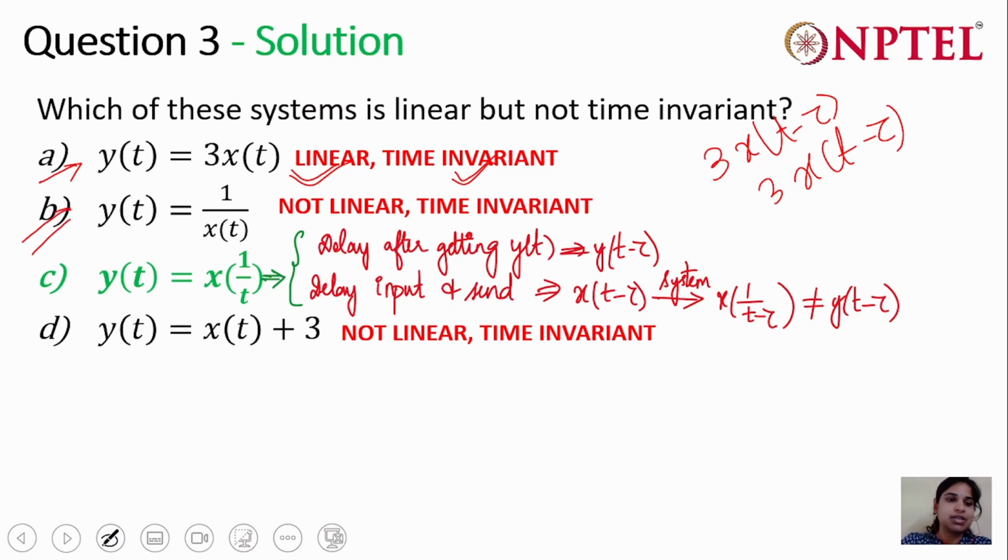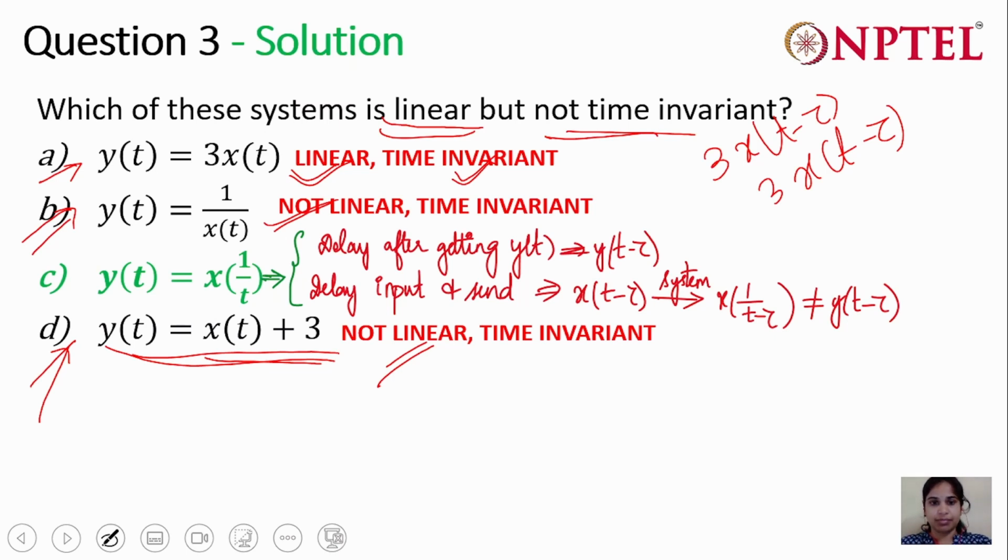For the second case, y of t is 1 by x of t. Basically, you have a non-linear operator, right? So directly the system is a non-linear system. And it is a time invariant system also. Option D, we have x of t plus 3. We saw this example also. It is a non-linear system. What is our question? To find the system that should be linear but not time invariant. So you will just have to check between A and C.